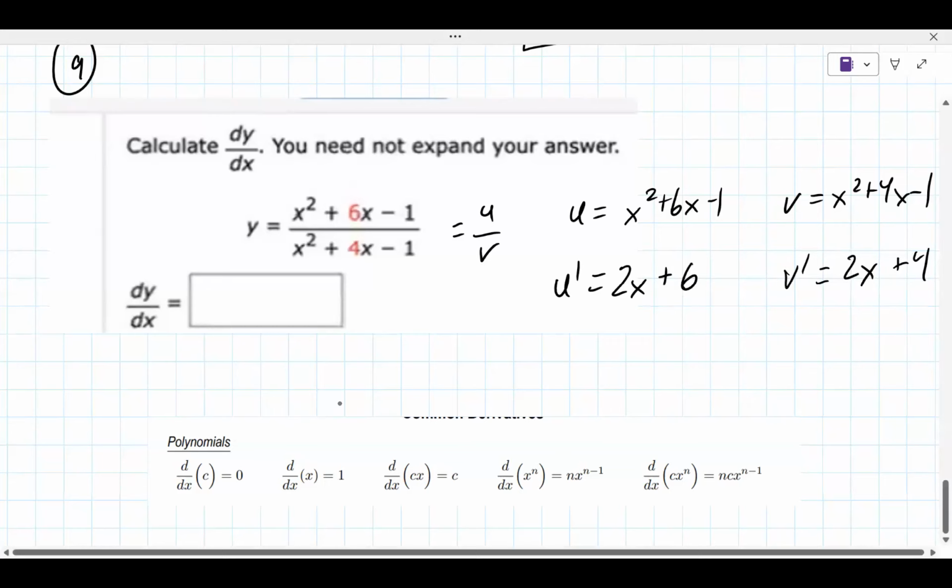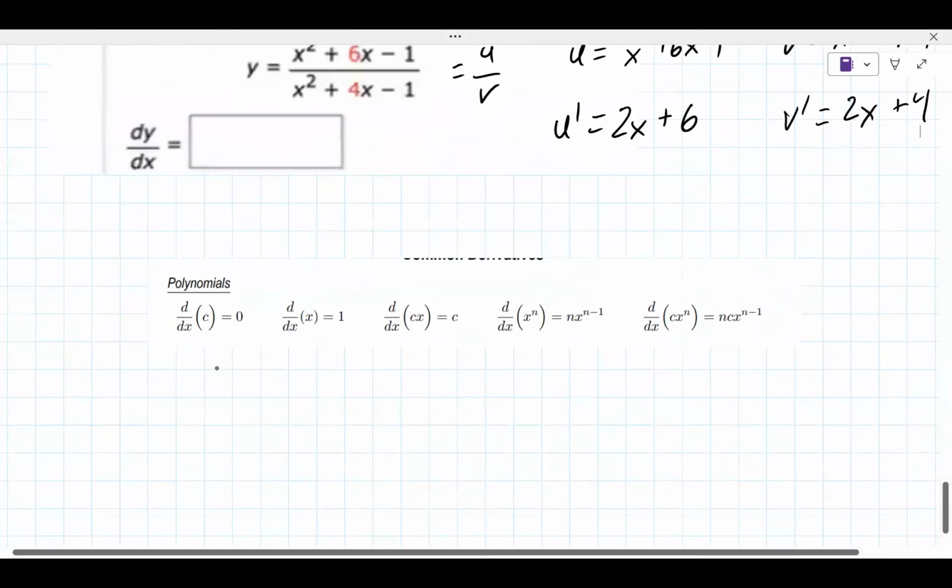Normally I would spend way more time with you working on derivatives if we weren't doing homework, like building up to this. I really would probably recommend spending some more time on the more basic derivatives like these here.